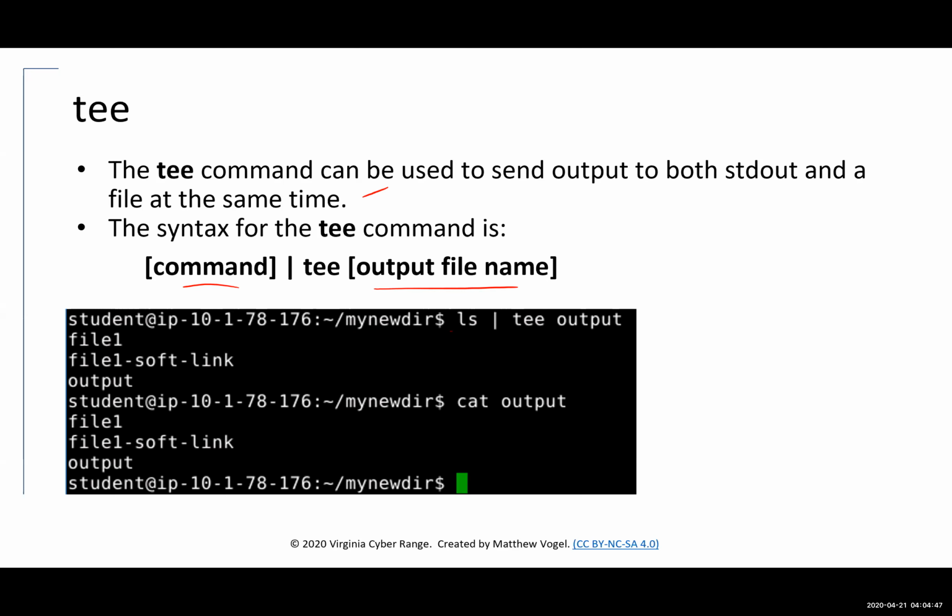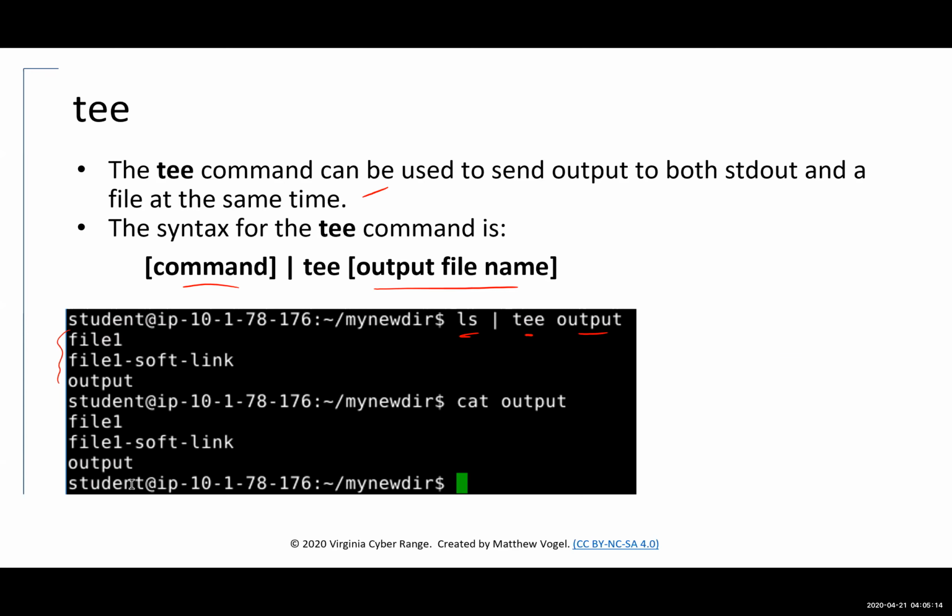So here's an example. They do an ls, and then they're going to pipe that to tee, and they're going to put the results in output. And so here are the results. The ls command is going to display the file listing, but it also sends that file listing into this file called output. So now if you cat output, you're going to see that same list of stuff.